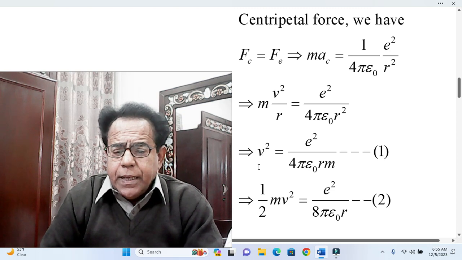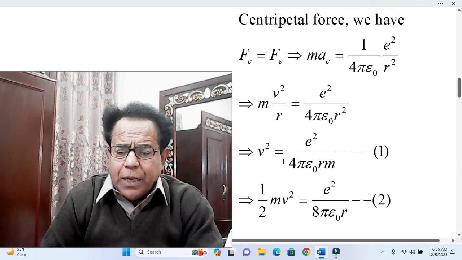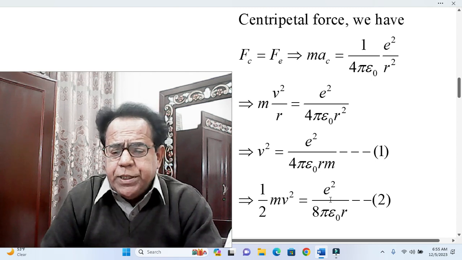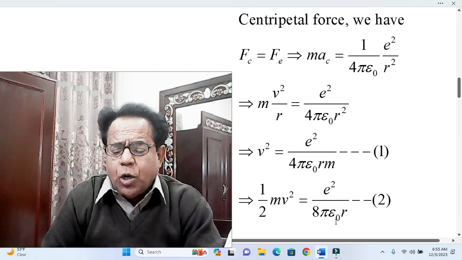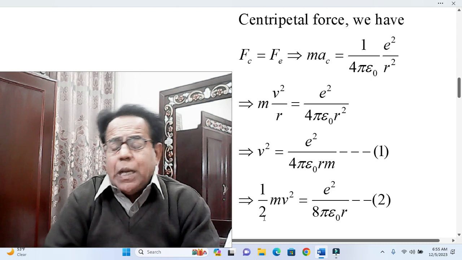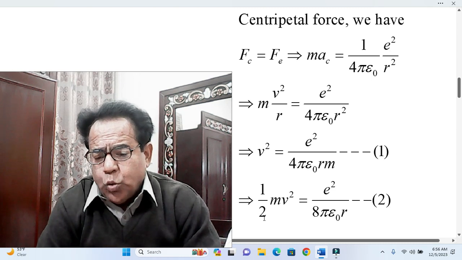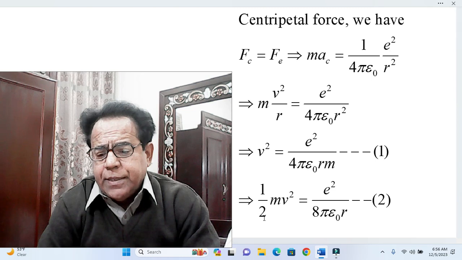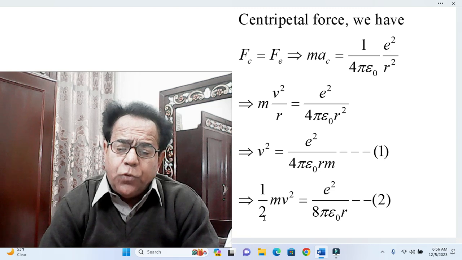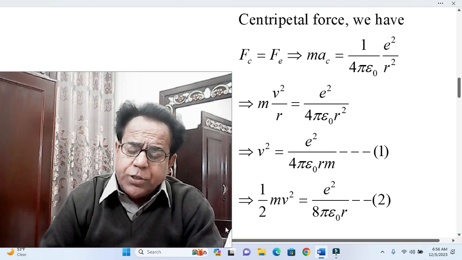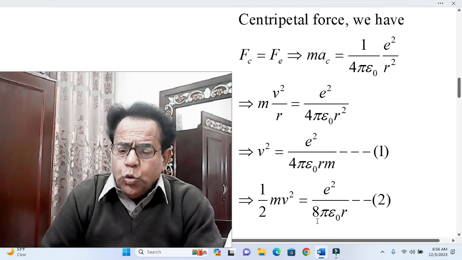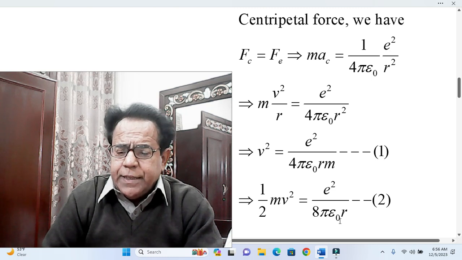Moreover, if we multiply both sides by 1 by 2, then half mv square, which is equal to kinetic energy, will become equal to e square over 8 pi epsilon naught r. Okay, that is to say kinetic energy half mv square has become equal to e square over 8 pi epsilon naught into r. Dear students, here e square over 4 pi epsilon naught has a constant value, so we can write it as e square over 2 into 4 pi epsilon naught into r.